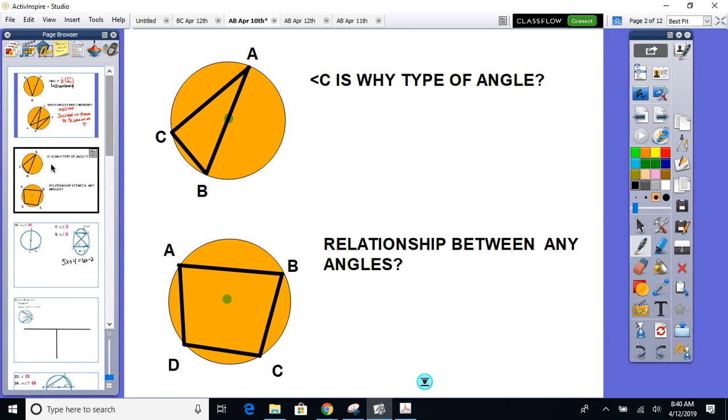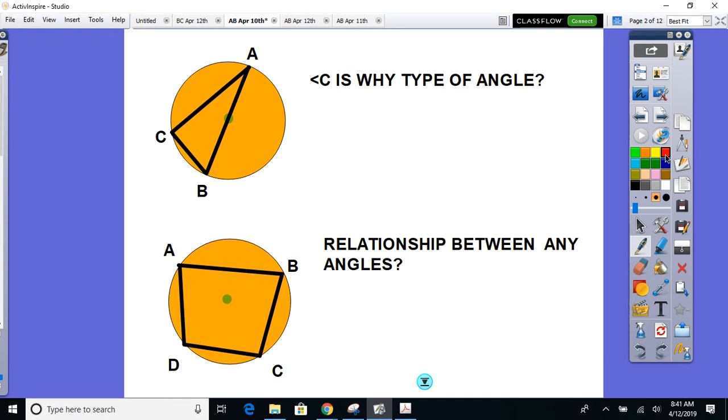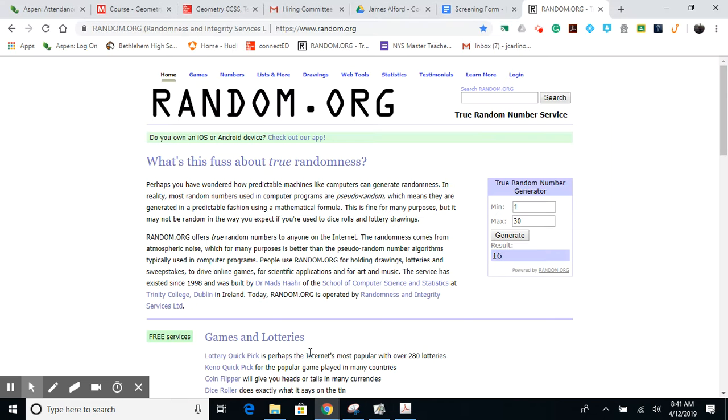Tell me something about angle C. What type of angle is angle C up here? And that's a diameter, by the way. There's my center of the circle. AB is a diameter. Tell me something about angle C. It's a right angle. If you say it's a right angle in a proof, what would you write for your reason?